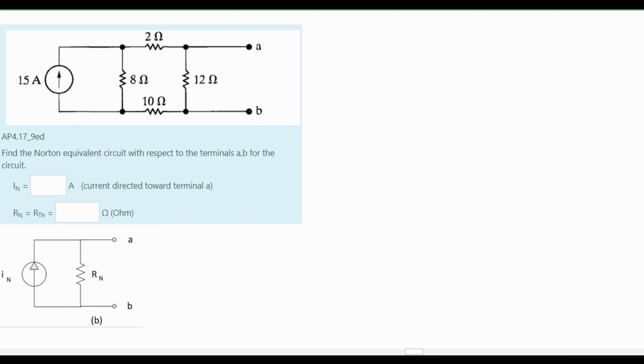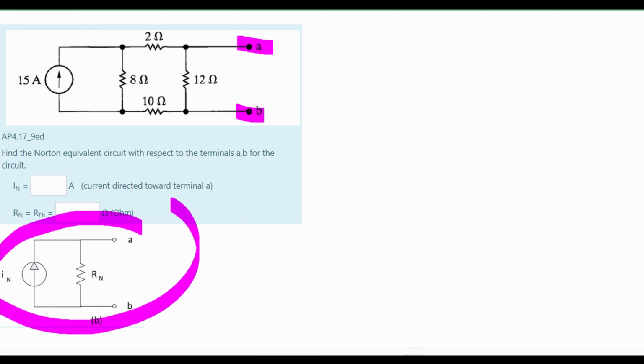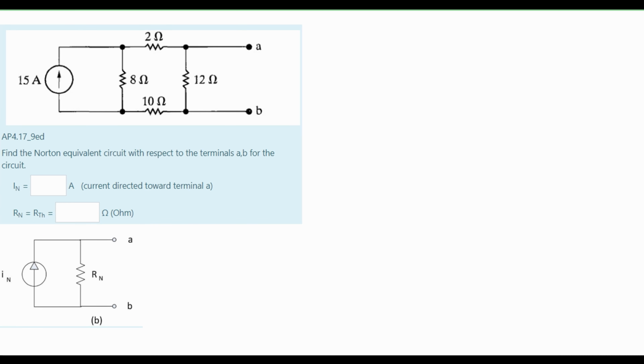In this problem, we need to find the Norton equivalent circuit with respect to the terminals A and B of the circuit. We know that our terminals are right here, and we need it to look like this diagram right here. This is the Norton equivalent. To do this, we are going to use source transformation.